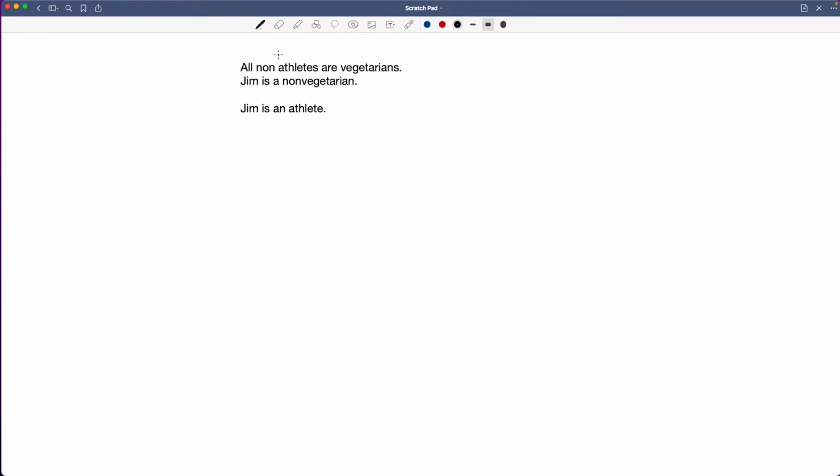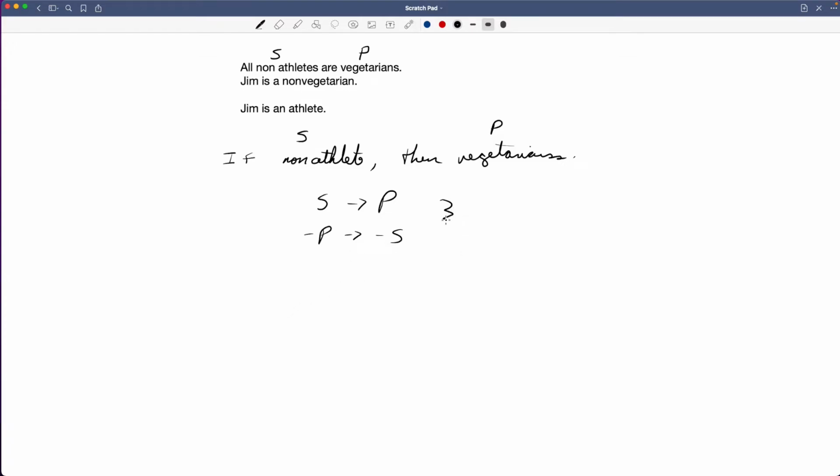So we would take our subject and our predicate here, and we would turn it into an if-then statement. So if they are a non-athlete, then they are vegetarians. So we're going to use a contrapositive. If this is S, right, this is our S, and this is our P, then what we're going to do is we are going to use the negative and swap them. So now we want to have a negative S, or actually, that would become S to P would become negative P to negative S. That is a contrapositive.